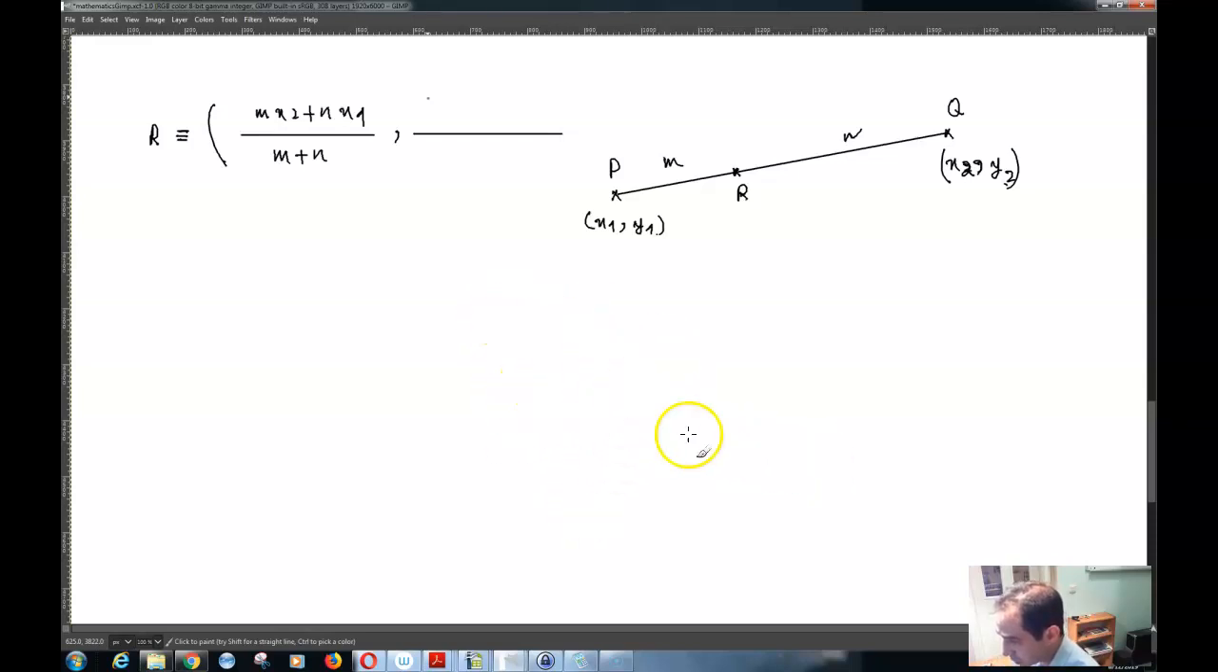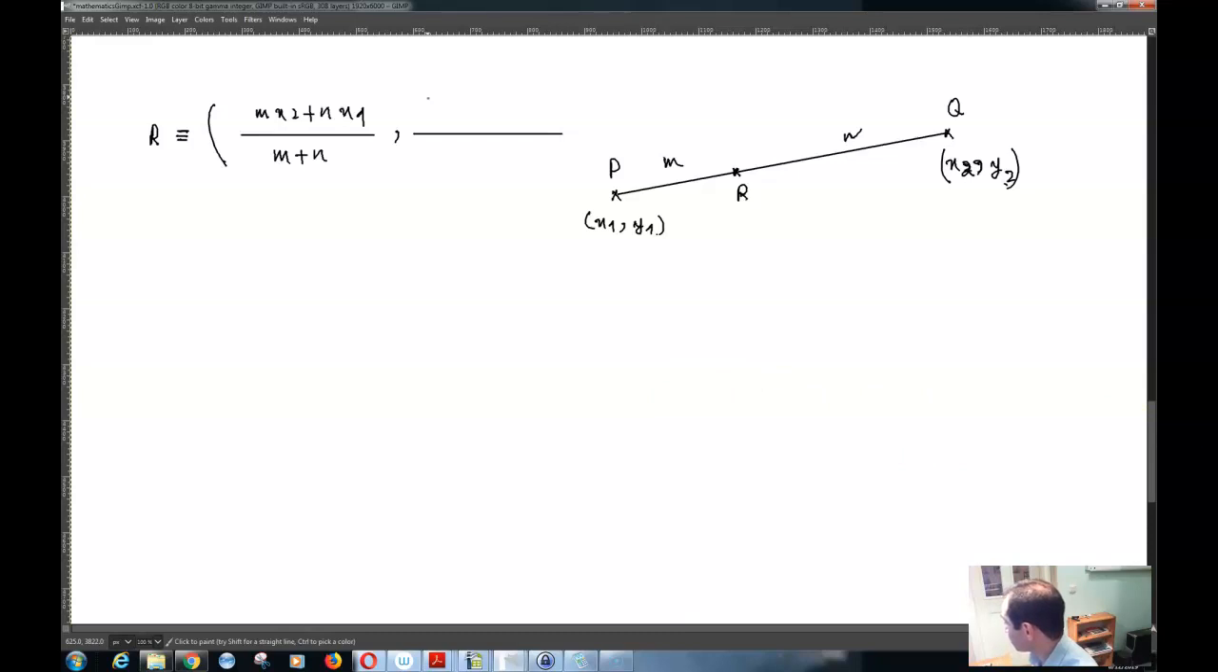And logically, when you say that C divides AB externally in the ratio 3 to 1, that means you have your line AB, and then on the other side of this point B, you have your point C, and then you can say that AC to BC is equal to 3 to 1. That's what this means. Okay, so that is that.